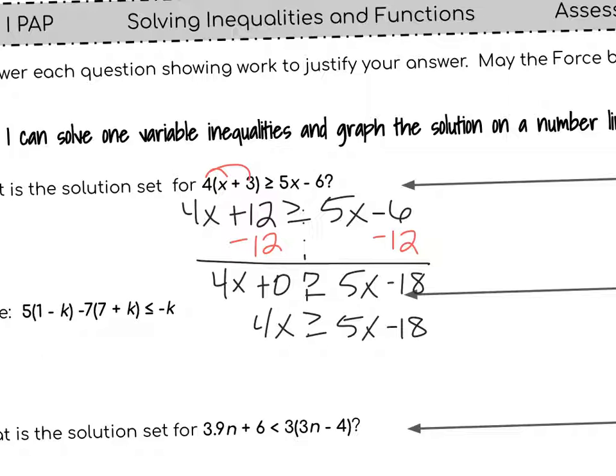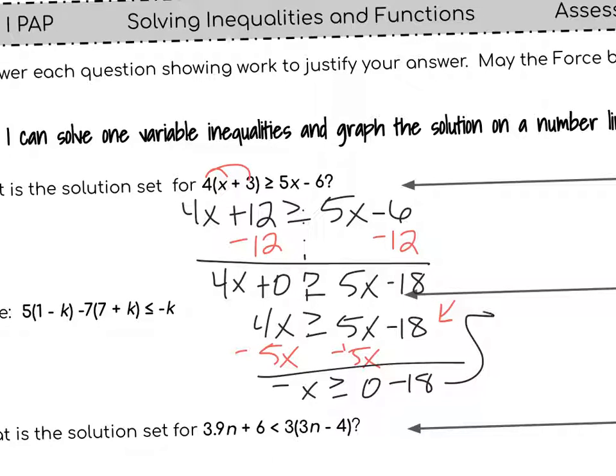Now, since I have over here on this side a letter and a number, but over here I only have a letter, I'm going to move my variable term so that it's on the left. Okay, so minus 5x, minus 5x. That is going to give me negative x greater than or equal to 0 minus 18, which gives me negative x greater than or equal to negative 18.